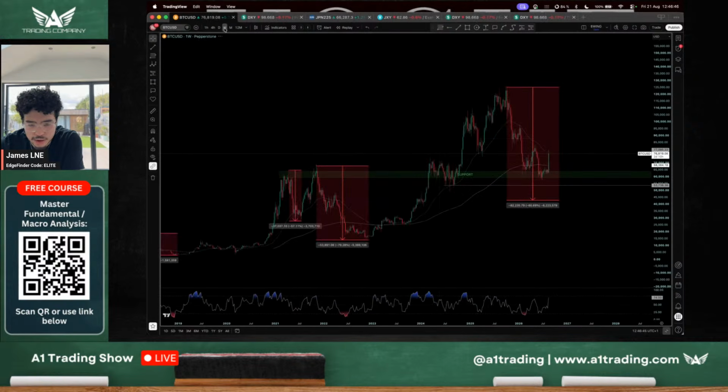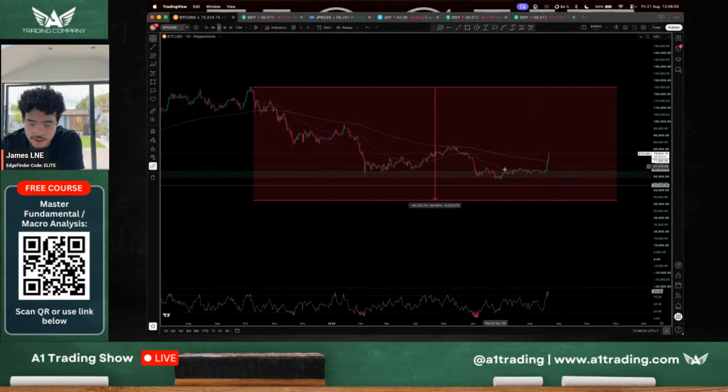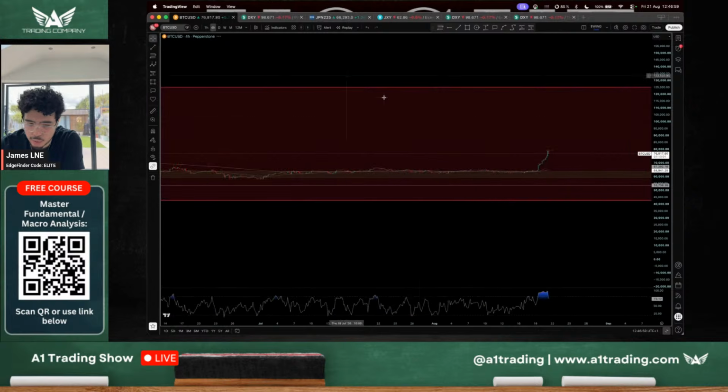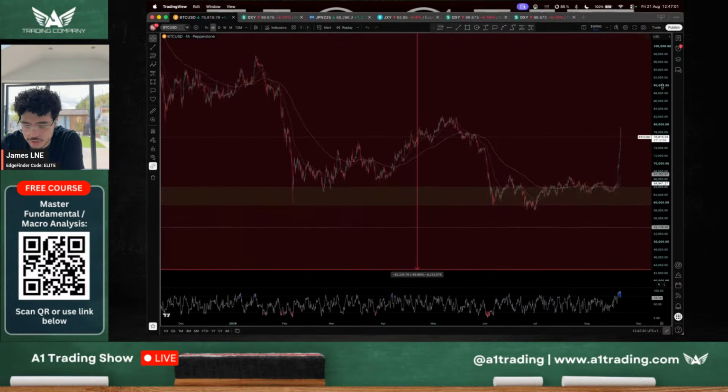So what I'm seeing here, rejection of the 250, rejection of the weekly 50 moving average here. A little bit of a problem. I don't like to see that. The daily does look very bullish, but again, taking into account the weekly moving average, I wouldn't want to be a buyer right now. The H4 looks okay.